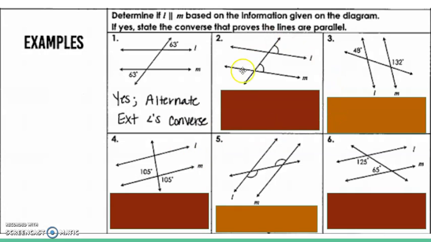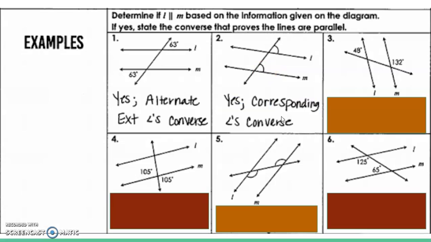For number 2, if we're looking at our picture here, those angles are corresponding. Our corresponding angles are congruent, which is also what's marked in the picture. If we just have one arch in each spot, that means they are the same. So we can say, yes, this is parallel using our corresponding angles converse.